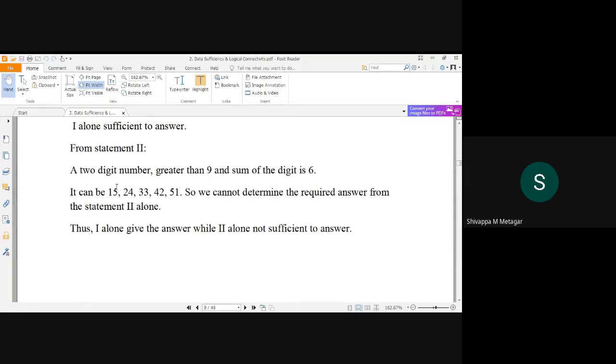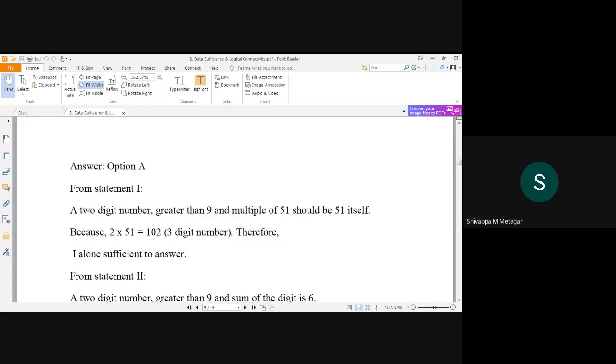Okay, see here, the 2-digit number greater than 99, a multiple of 51, should be 51 itself. So 51 into 1 is 51, and whenever I consider 51 into 2, it goes 3-digit. We have to find out only 2-digit. So the first one is okay, and 1 alone is sufficient.